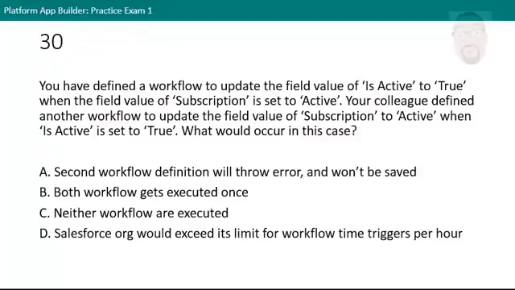You have defined a workflow to update the field value of is active to true when the field value of subscription is set to active. Your colleague defined another workflow to update the field value of subscription to active when is active is set to true. What would occur in this case?